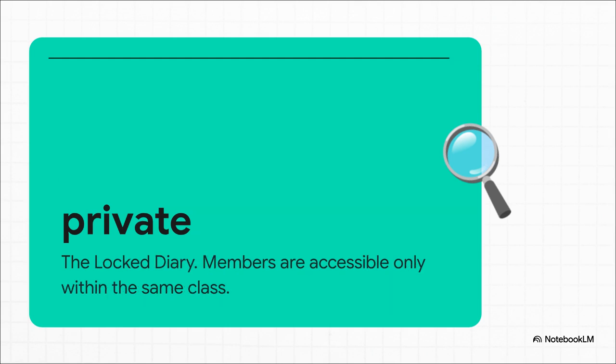And finally, we get to the highest level of security, private. This isn't just a locked door. This is a locked diary inside a safe. The only code that can access something marked private is other code inside that very same class. That's it. Not other classes in the package, not subclasses, nobody. This is for the secret internal machinery of your class that no one else should ever touch directly.